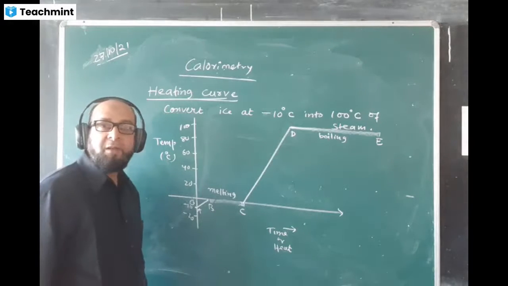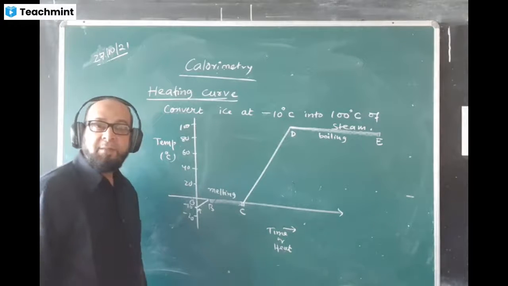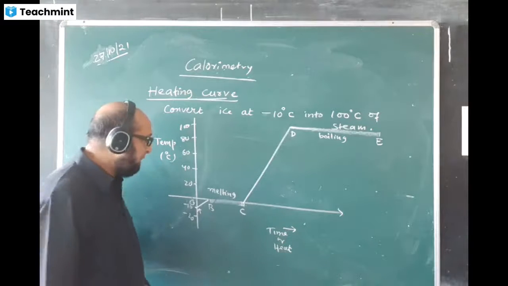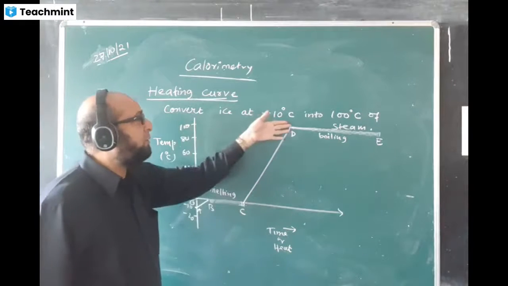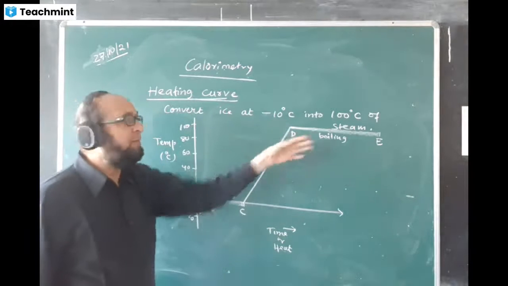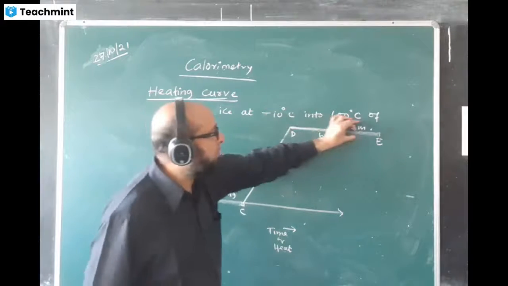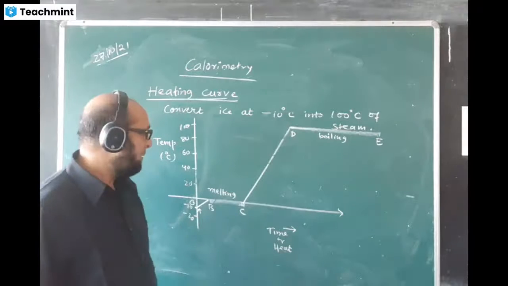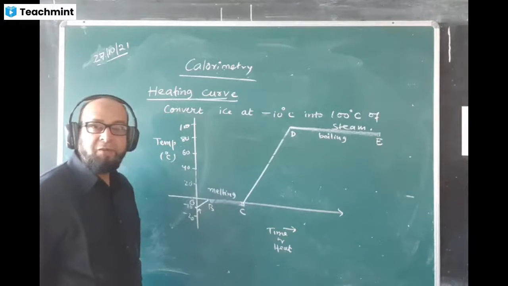In this graph, we keep in mind that whenever there is a change of state, that is at the boiling point or melting point, the temperature remains constant for quite some time. It keeps on absorbing heat without showing any change in temperature. The temperature remains constant till the change of state is complete. So this region is melting and the other region is boiling. This is the graph we draw.